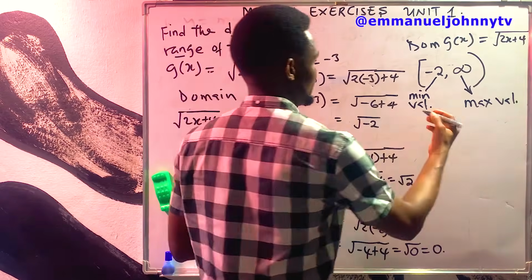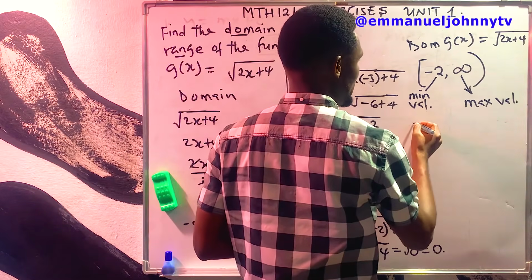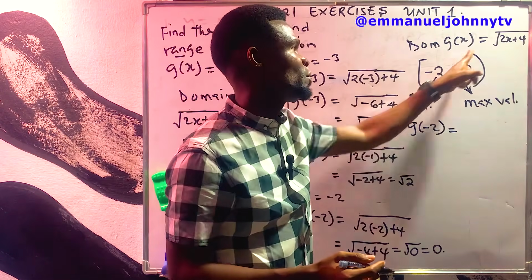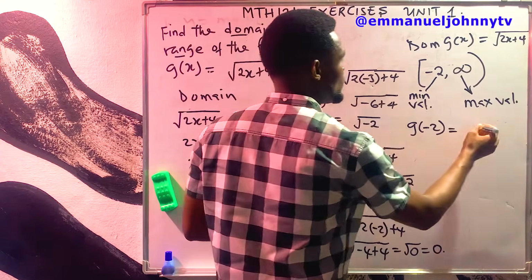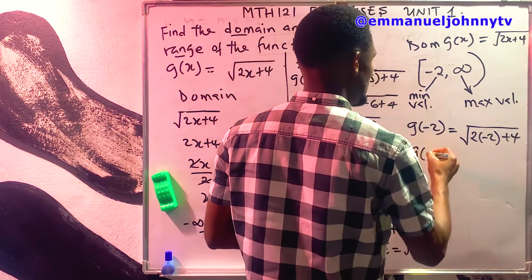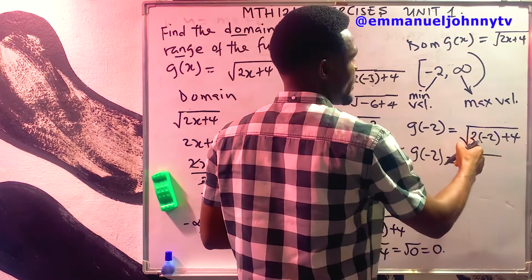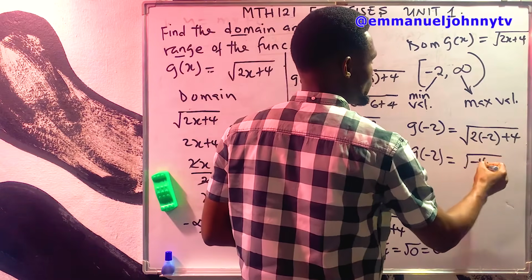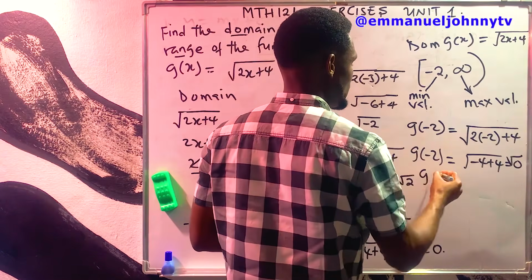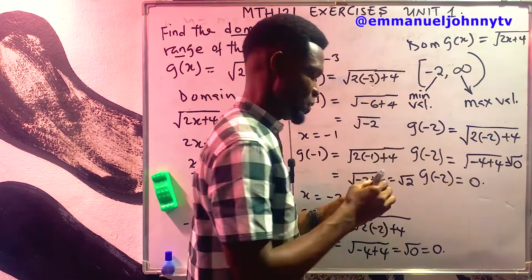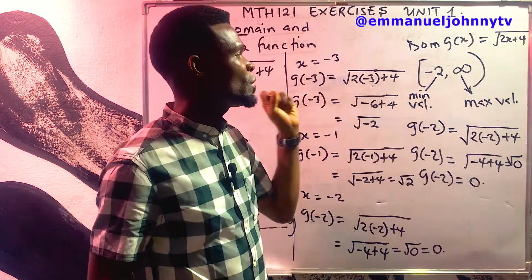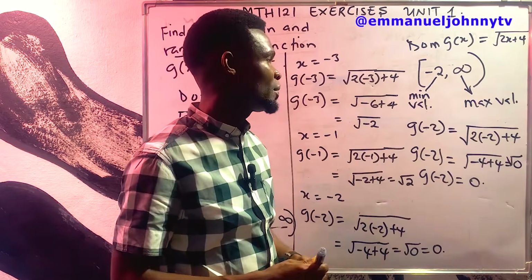Let's go. I pick the function. So that means I'm going to find g of minus 2. That is the minimum value put into the function. So g of minus 2 will be equal to square root of 2 times minus 2 plus 4. That means g of minus 2 will be equal to square root of minus 4 plus 4, which is square root of 0. That means that g of minus 2 is equal to 0. Of course, square root of 0 is 0. Good. Next, you substitute the maximum value.